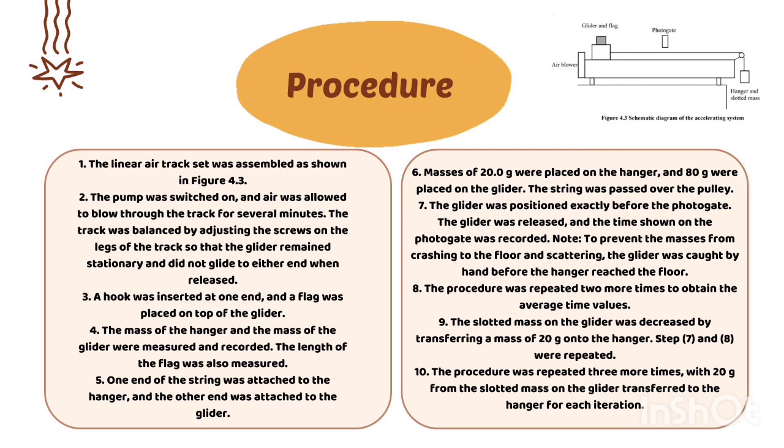Number 3. A hook was inserted at one end and a flag was placed on top of the glider. Number 4. The mass of the hanger and the mass of the glider were measured and recorded. The length of the flag was also measured.